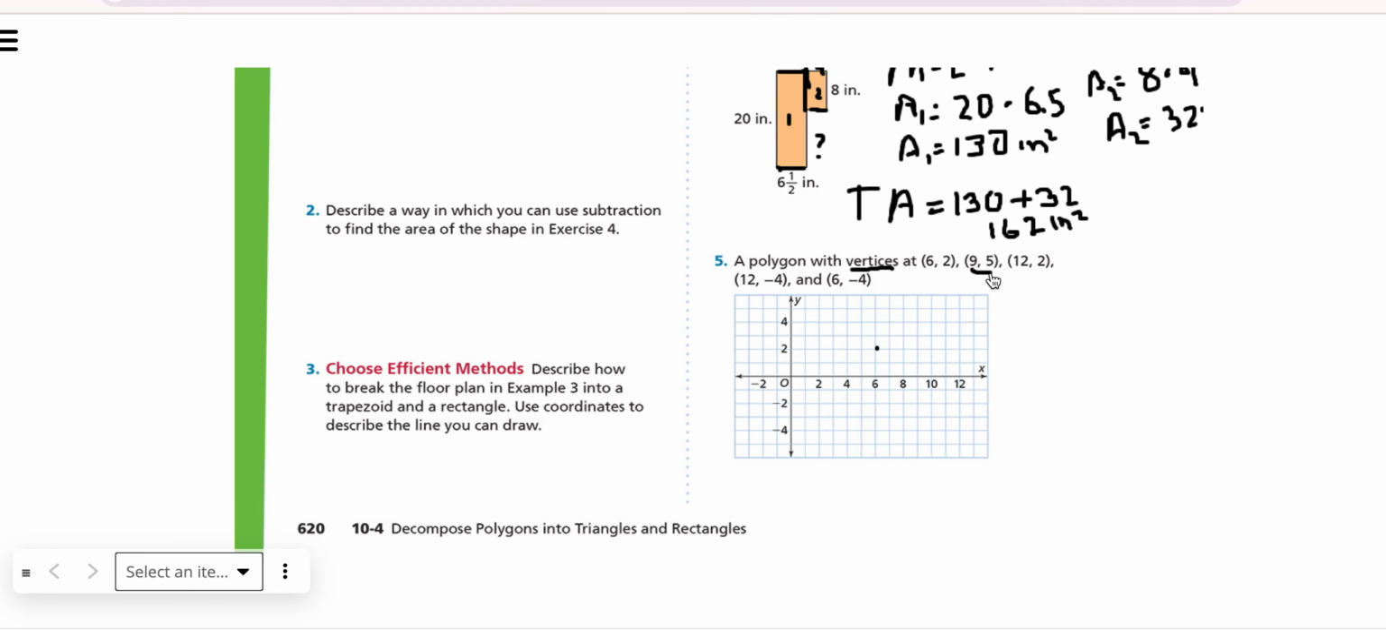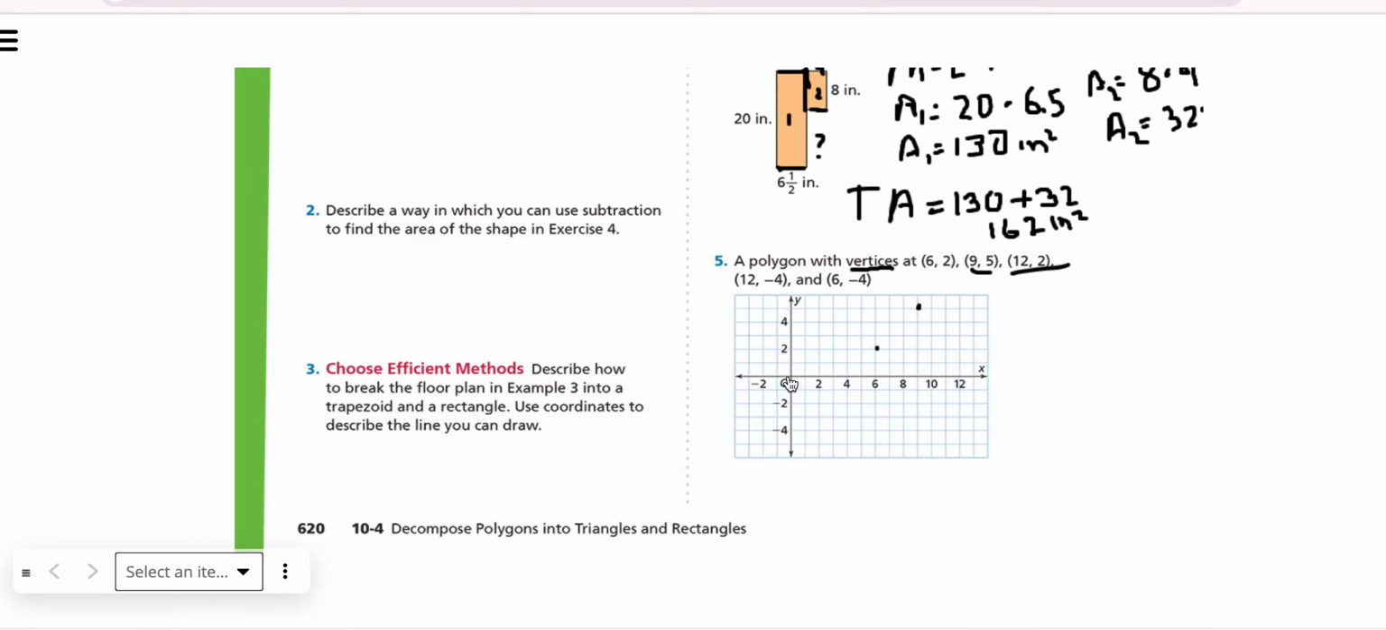My second one is (9, 5). So back to 0, all the way to 9. 9 is going to be here in between 8 and 10. And then is 5, so we're going to go all the way up to the number 5, which is going to be a 1 after the 4. So I have this point over here. Then we had (12, 2).